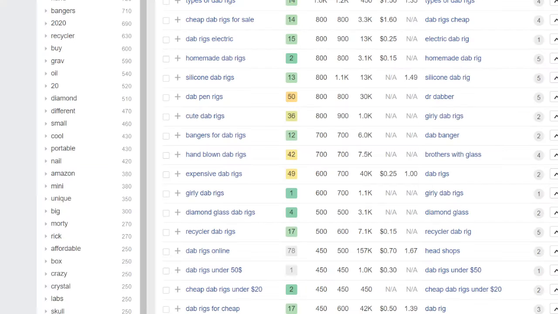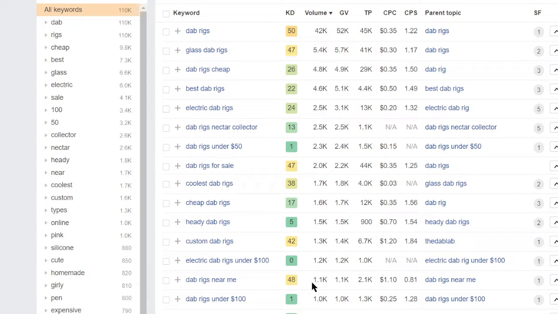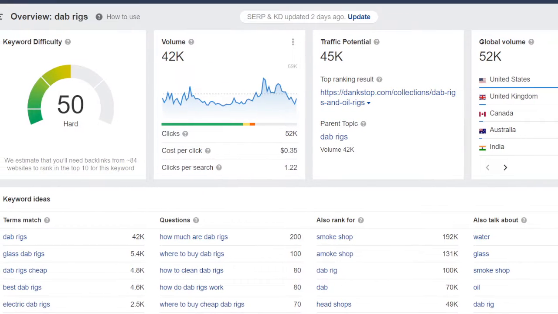So let's dig deep in. So this one I will be posting onto my site. Okay, so you can get it from there. But look at that. Dab rigs has a total global volume of 52,000 across different countries. Before that, I would like to show you US, UK, Canada, Australia, India. These are your target markets, right? Can you see that? Okay, and the total volume for just that one keyword, dab rigs, is 42k.